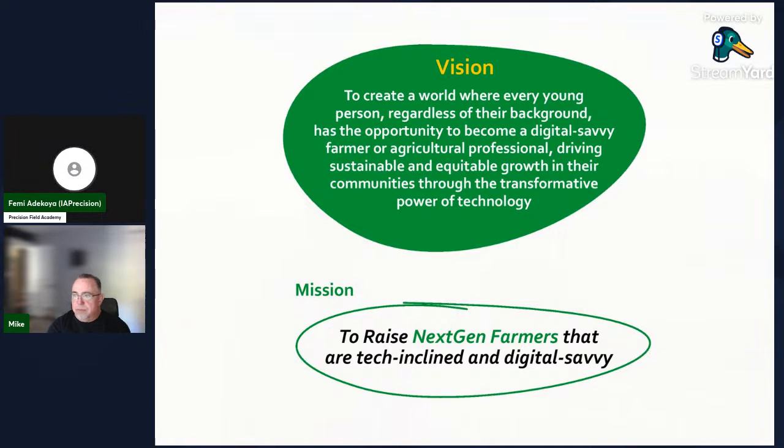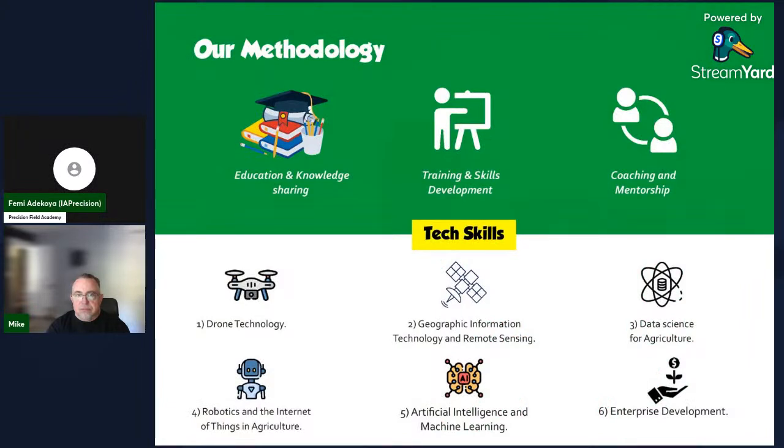Our mission is to reach the next gen farmers who are tech inclined and digitally savvy. Now, what's our methodology? We have three cardinal methodologies, which is one, education and knowledge sharing. This is where we have sessions like this, where we invite thought leaders with great experience in the field to bring us up to date on the latest technology and sharpen our skills when it comes to 21st century agriculture.